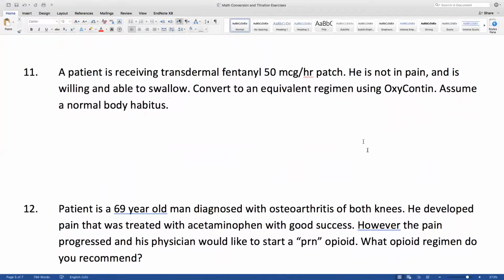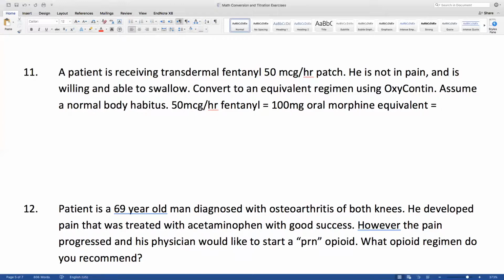Patient receiving transdermal fentanyl 50 mics per hour patch, not in pain and is willing and able to swallow. Convert to an equivalent regimen using OxyContin. How much oral morphine is a 50 mic per hour patch? 50 mic per hour patch equals how much morphine? 100 milligrams oral morphine equivalent. That's per day, remember?